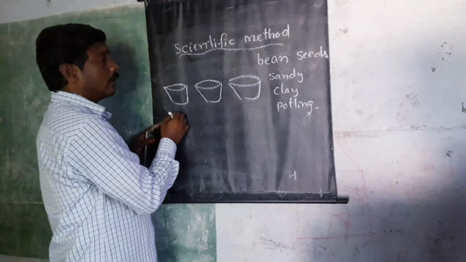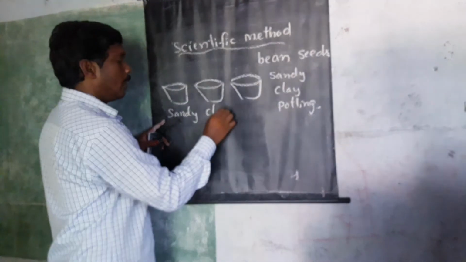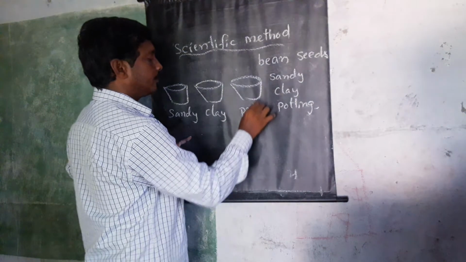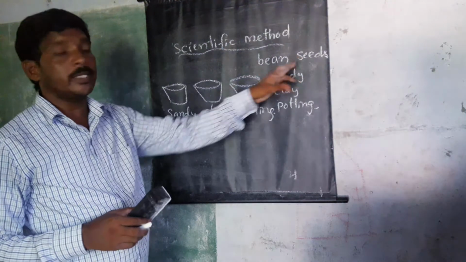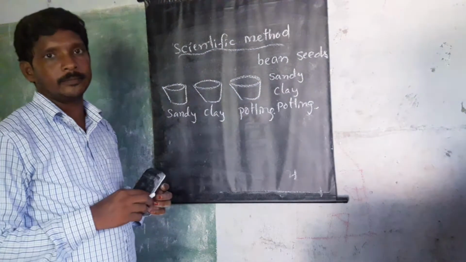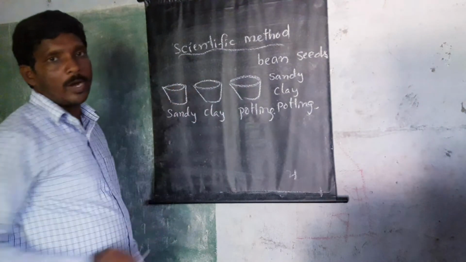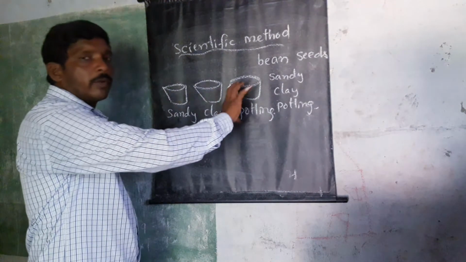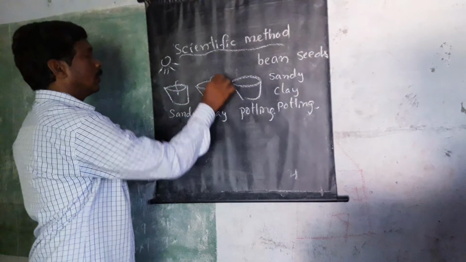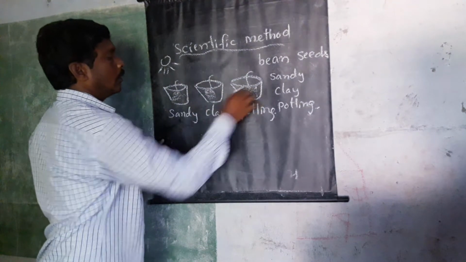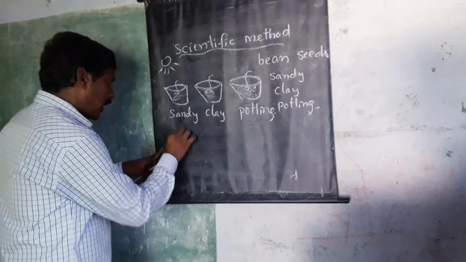He took 3 pots and put in the soils: sandy soil, clay soil, and potting soil. He sowed the 3 identical bean seeds, one in each flower pot, and added the same amount of water. These pots were kept in the presence of sunlight. He recorded the height of the plant every 3 days.